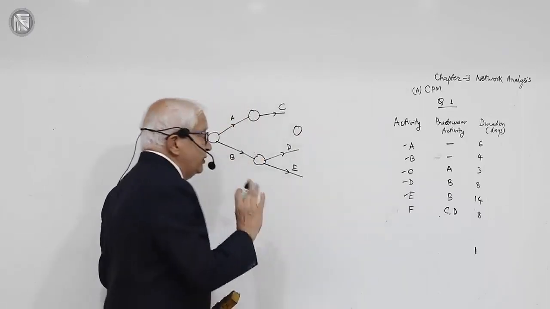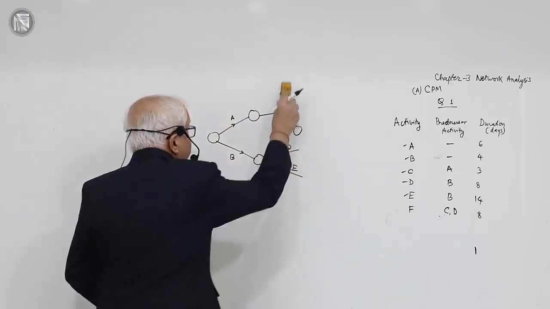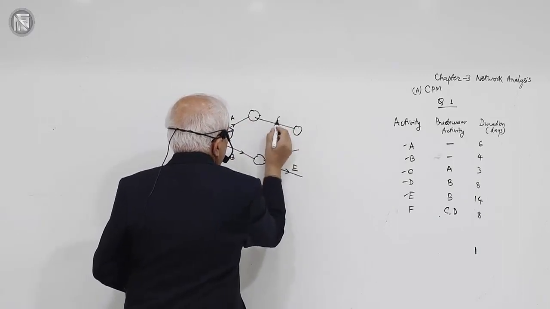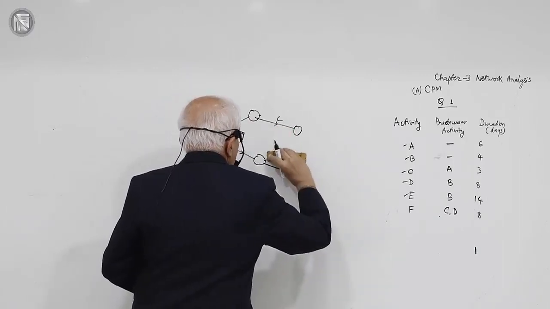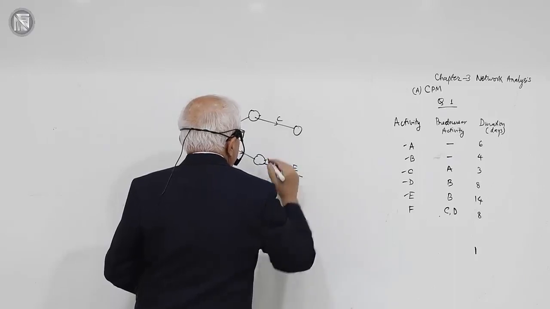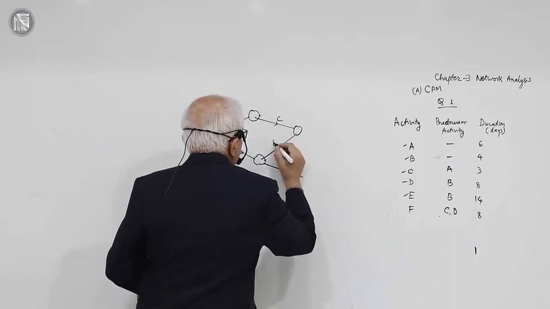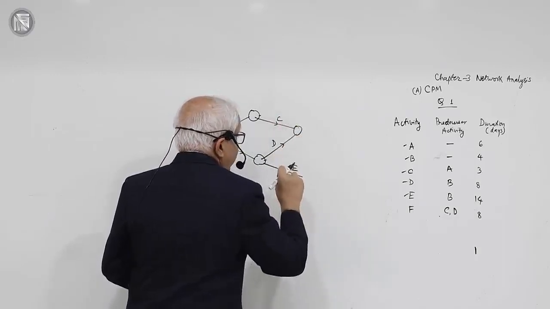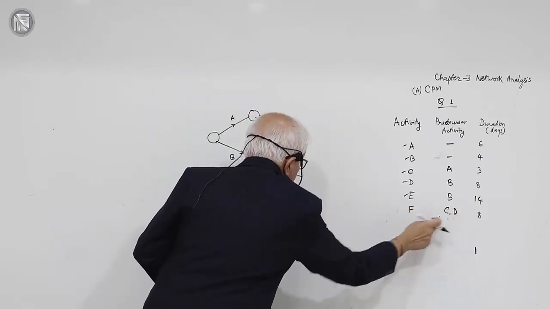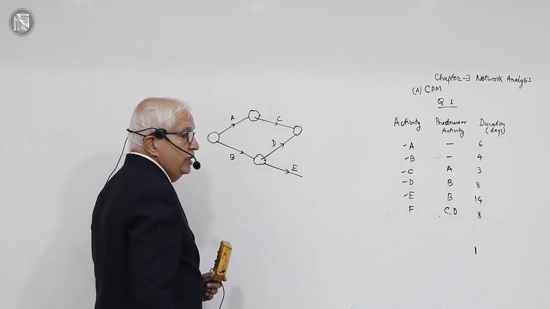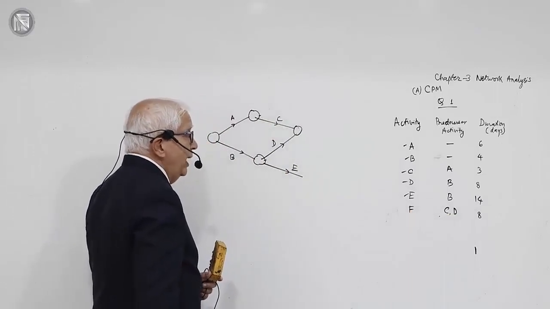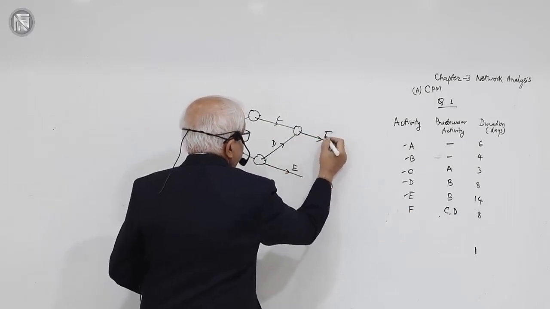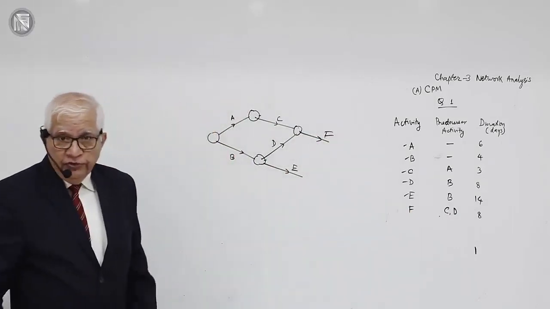This event marks completion of C, and therefore I will redraw C a little bit. I'll say that this is my C. This event will also mark completion of D, and therefore I will say this is my activity D. Why am I joining C and D into one event? Because something depends jointly on completion of C and D. And now my activity F can start, on completion of C and D.